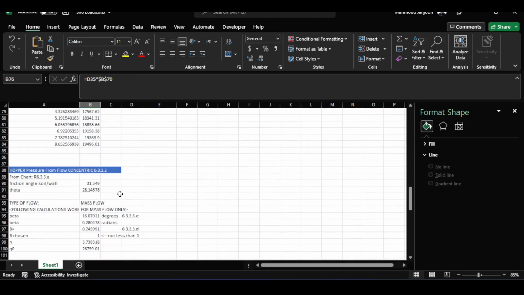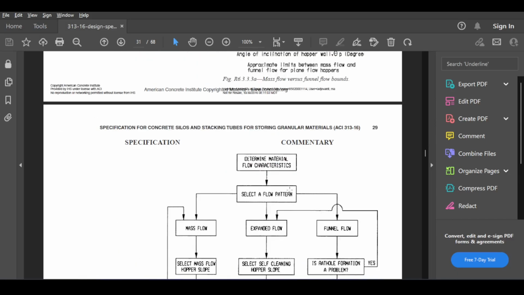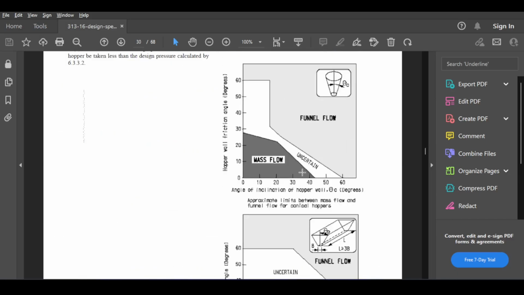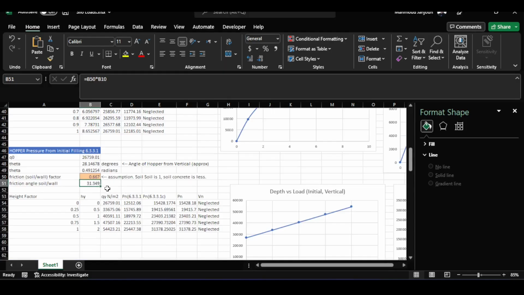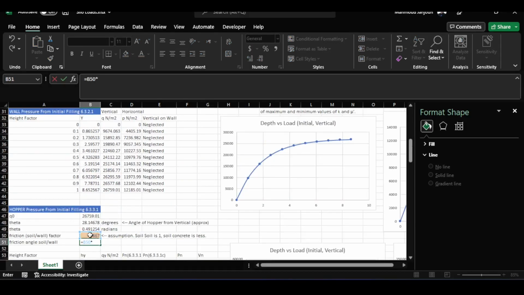Now this is where things get spicy. You see, there is a chart that tells you what type of flow you have, if you have funnel flow or if you have mass flow. For me, before I do anything, because I don't want to mess up my entire assumption, I'll just say this. I will not change. It will equal this multiplied by this.